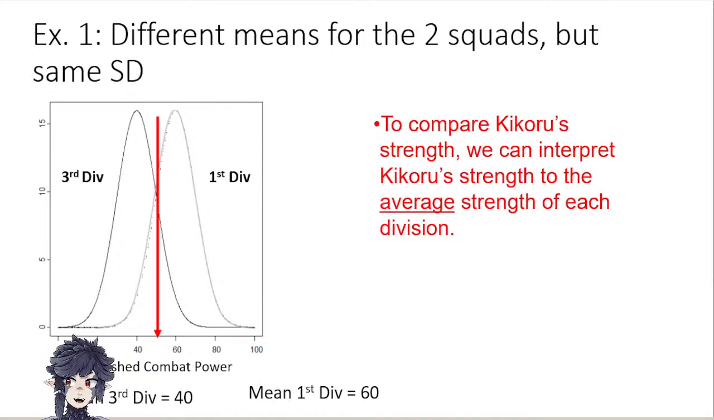If we want to compare Kikoru's strength across these divisions, or her strength relative to the other people in her squad, we can interpret this as her strength relative to the division's average strength. So we're not just saying how strong is she overall on the scale of 0 to 100. We're saying how strong is she compared to the other people in her division. That's the whole idea here.